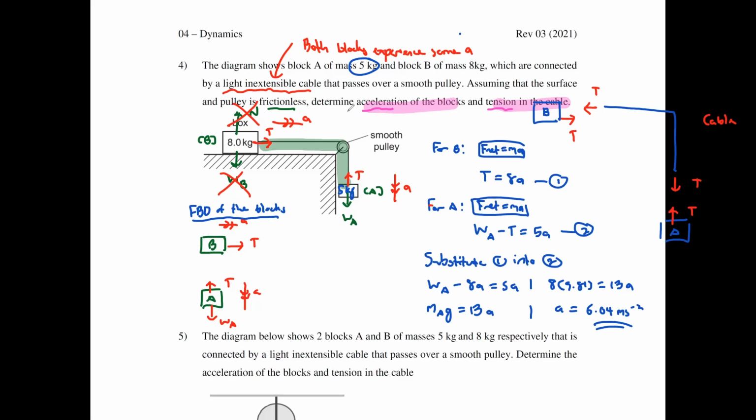Okay, so now you have found the acceleration, but you still need to find the tension. If you want to find the tension, you just say from equation 1, T is 8 times your acceleration, so it's 8 times 6.04. You're going to get 48.3 Newtons. Okay, so this is your answer.